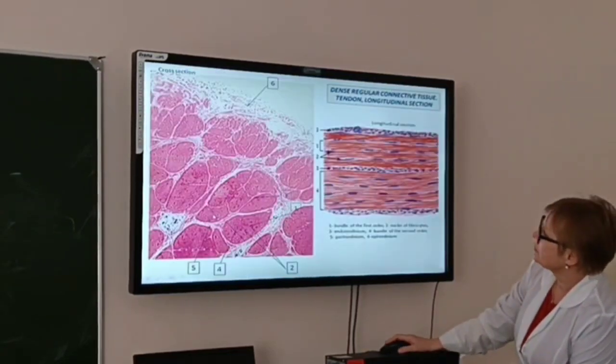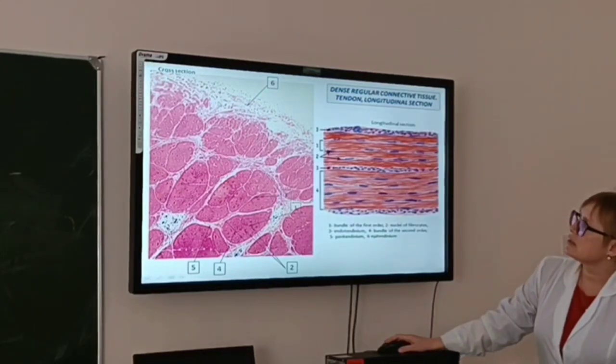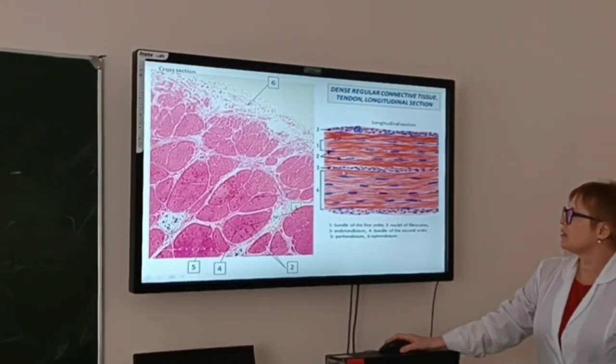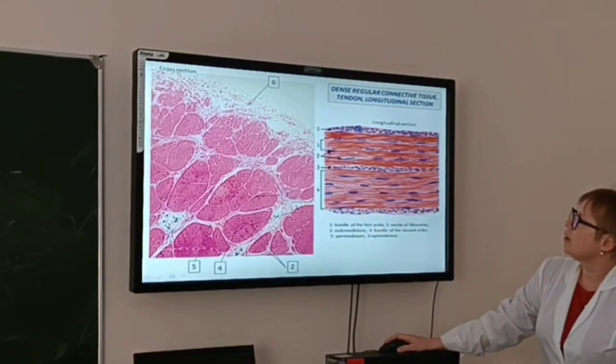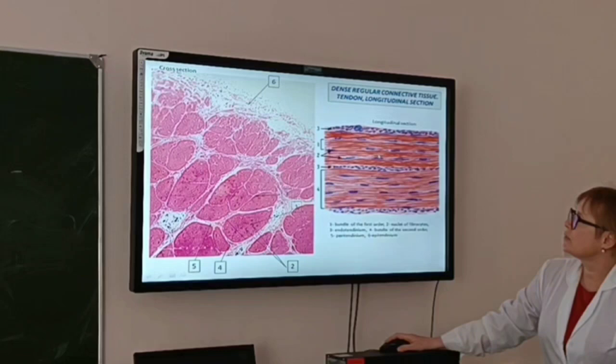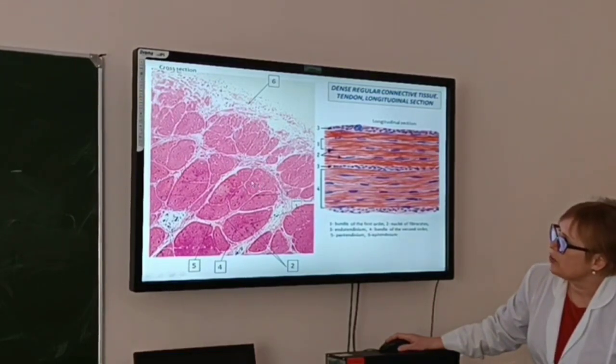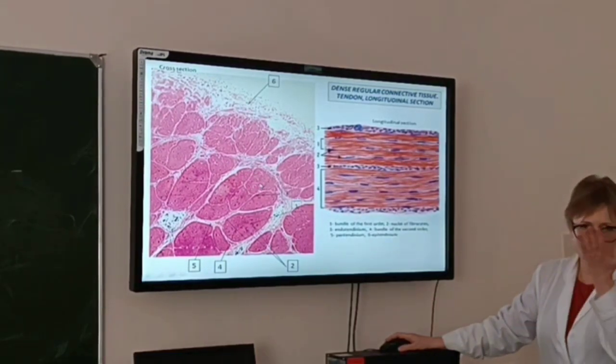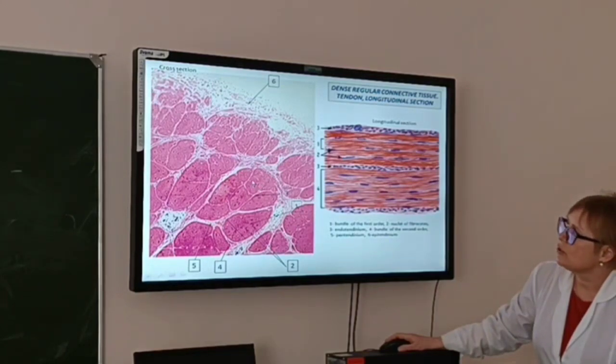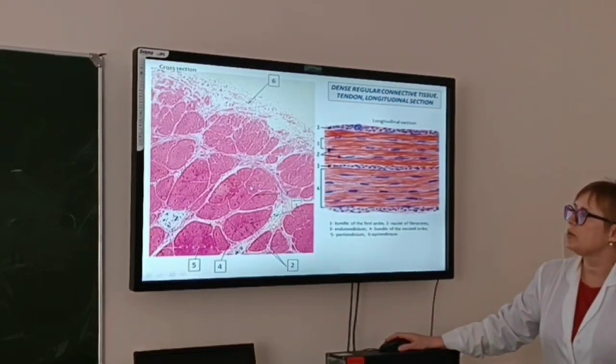Just look, please. This is cross section, this is longitudinal section. So between adjacent fibrocytes is a bundle of the first order. On cross section, this point is a fibroblast nucleus. So, for example, this material of collagen fiber between nuclei corresponds to the bundles of first order. Is it clear?